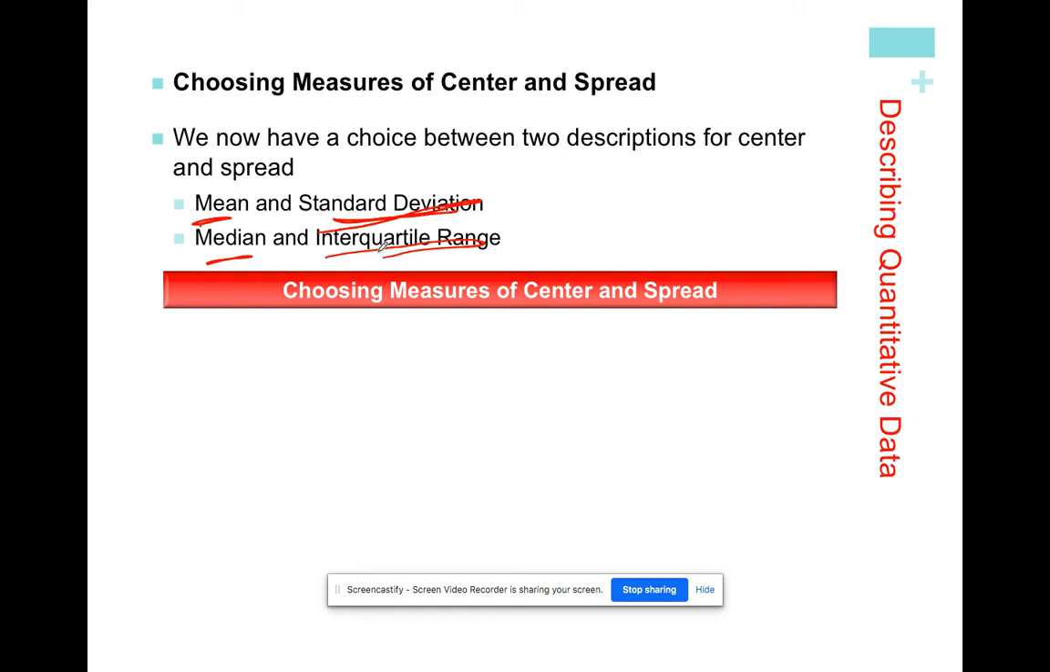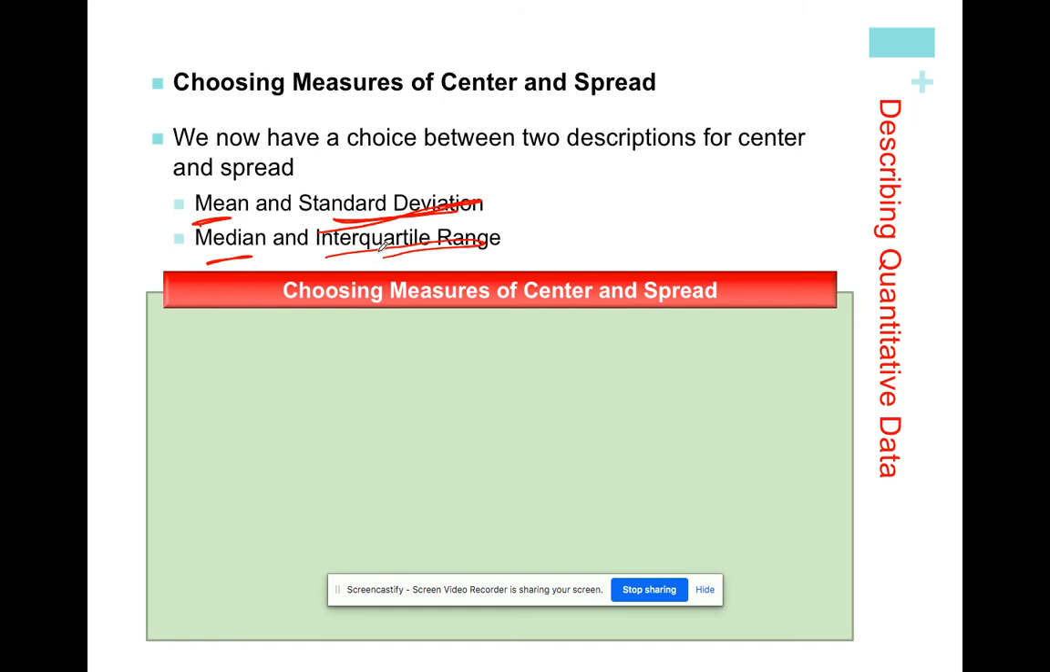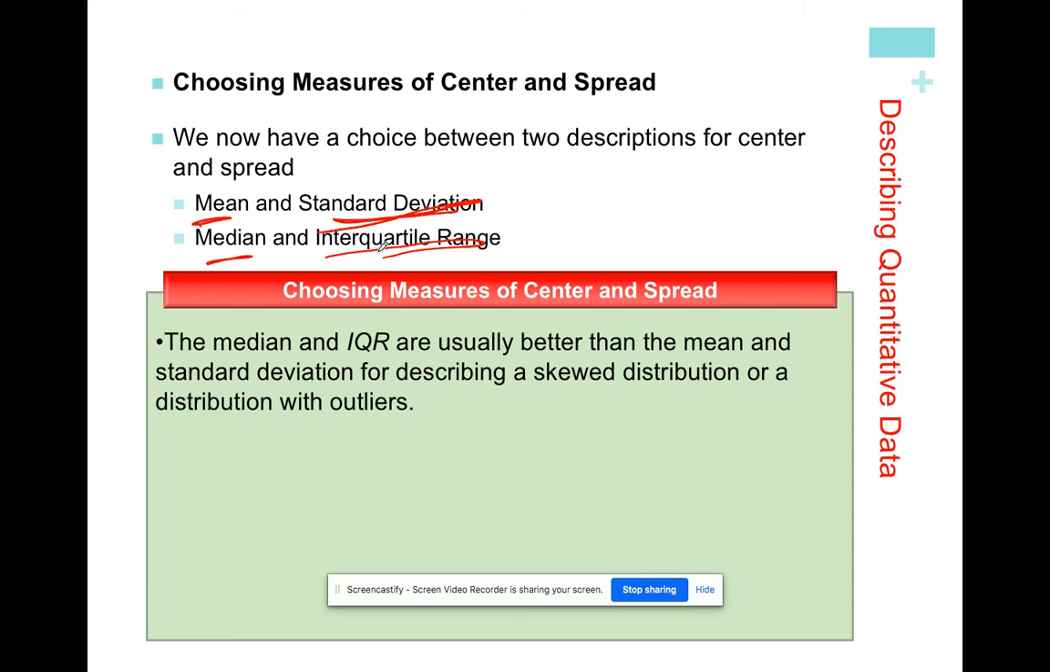And so in terms of choosing which to use, it really depends on the shape of your distribution. So the first thing you should do when you have a data set is graph it. Once you've graphed it, you can determine the shape, and then that shape will determine then what measure of center and spread you should use. So we use the median and IQR if the distribution is skewed or if it has outliers.